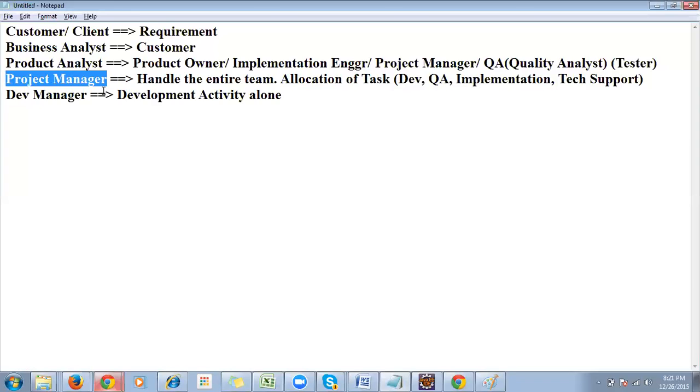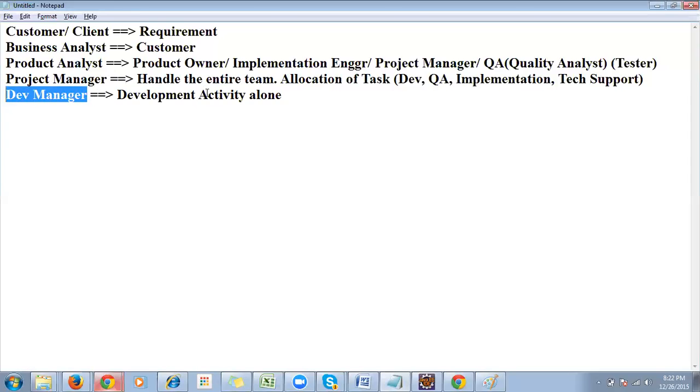There are totally 4 to 5 teams. So this team will take this requirement, this team will take that requirement. Like that, he will be allocating it. That's what he will do. Then the development manager: he has allocated, and this guy will be managing one team alone. This guy will allocate the task to each and every person.